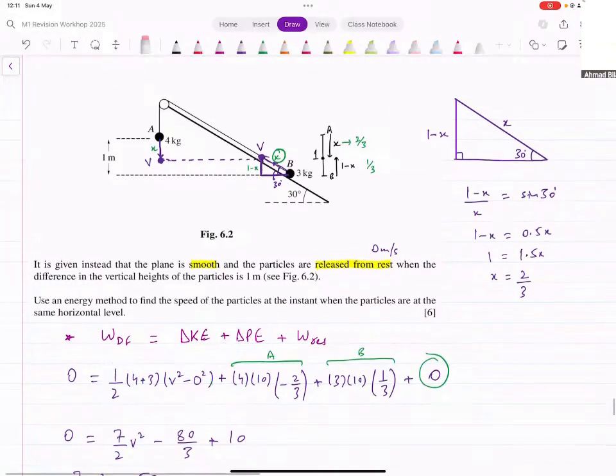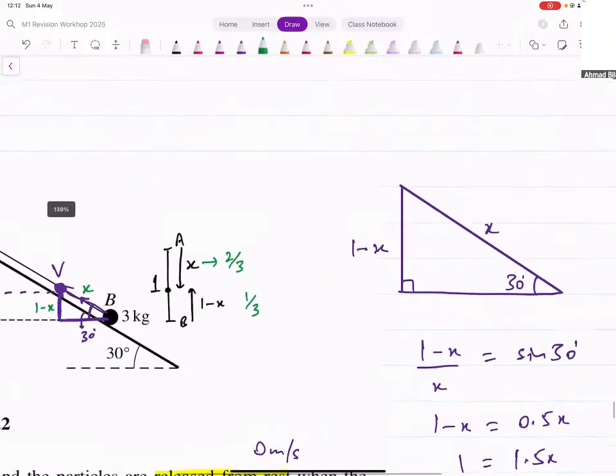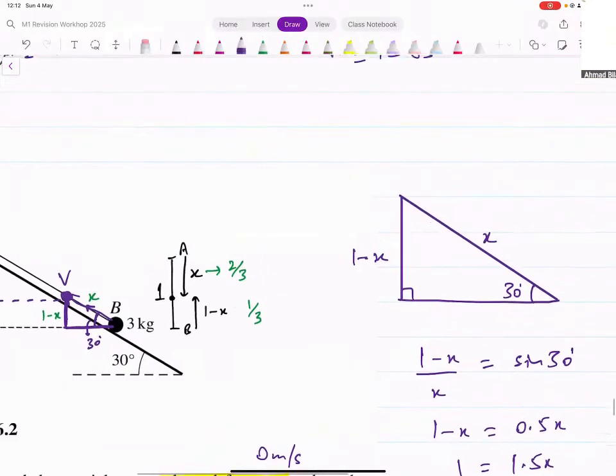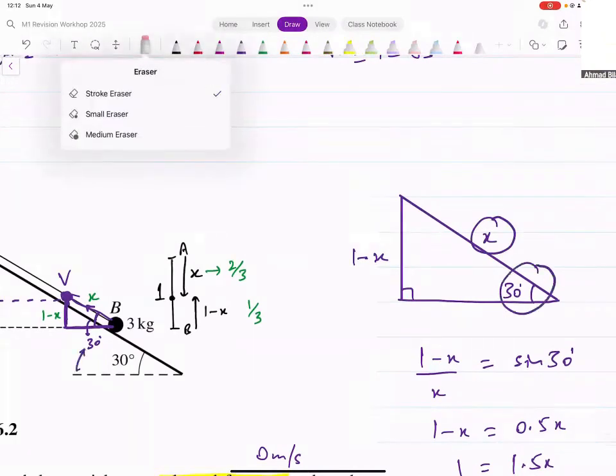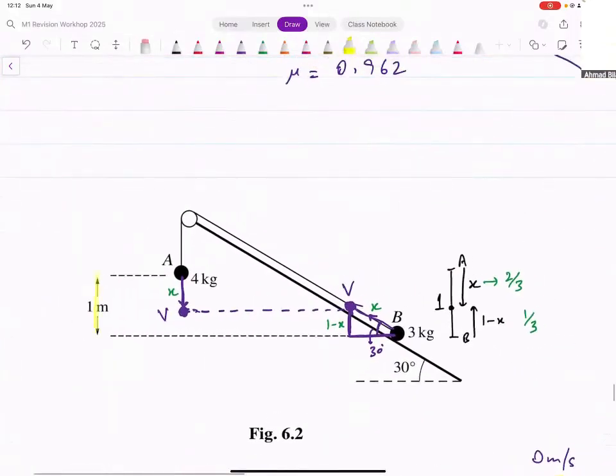Now for that, we do something like this. We say, if A is moving x meters downwards, then B is moving x meters in this direction. Now for B, what we can do is we can make a right angle triangle like this. So I've made that bigger on the right side. We know this side is x. We know this angle is 30 degrees, right? Corresponding angles. And now, if this total distance was 1 meter, A is going down by x.